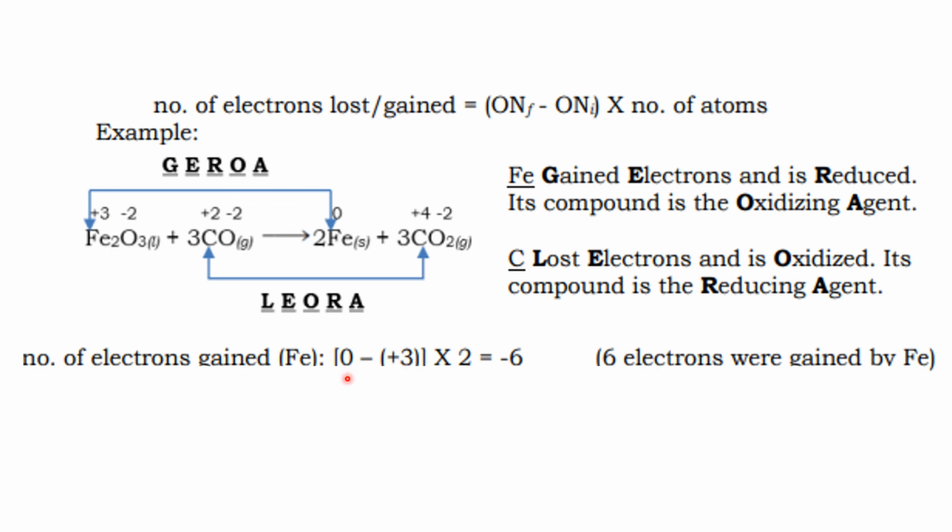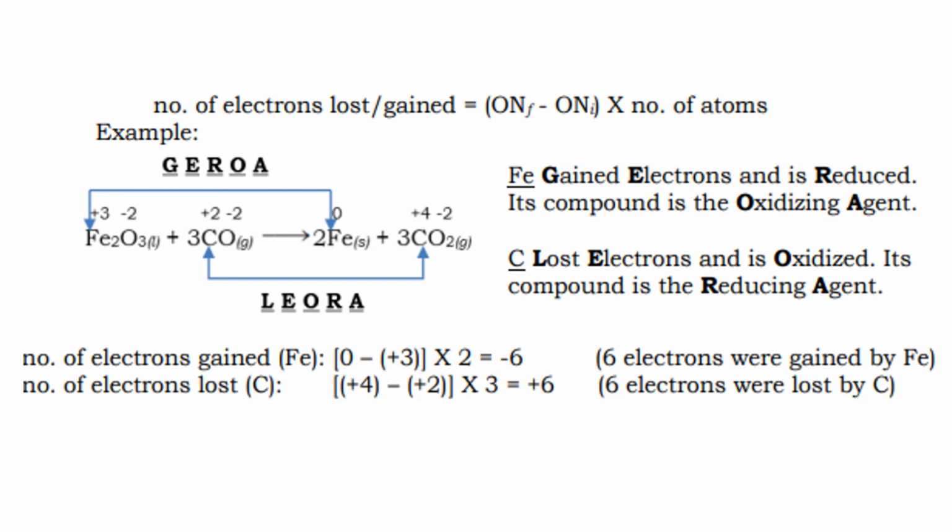After getting the difference, 0 minus positive 3, change the sign of positive 3 to negative 3. 0 plus, and then proceeding to addition, 0 plus negative 3 will give you negative 3. Negative 3, the difference here, multiplied by how many iron atoms in both sides of the equation? We have 2. So negative 3 times 2 equals negative 6. Negative here means gain of electrons. So that means that there are 6 electrons gained by iron in the redox reaction.